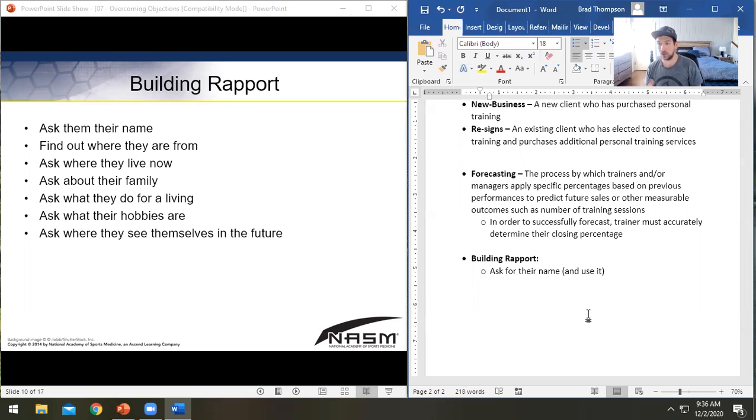It is disarming. People like it when they hear their name. They say it's everyone's favorite word. I don't know if that's true or not. But that's a great way to instantly build a little bit of intimacy, a little bit of closeness with someone. Find out where they're from. That's always a great conversation starter.